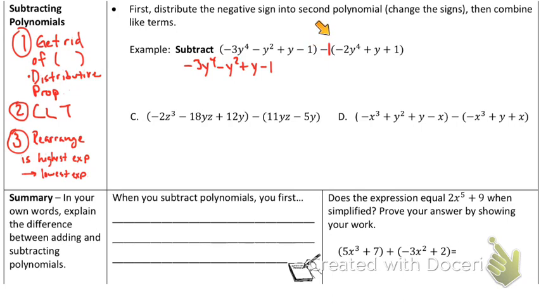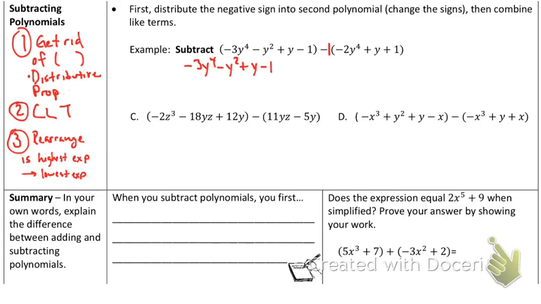Okay, because it's a -1, we can't just get rid of these parentheses. We actually got to do the distributive property for this set of parentheses to get rid of them. So I'm going to take this -1, because it's negative, and multiply it with all the terms inside the parentheses.